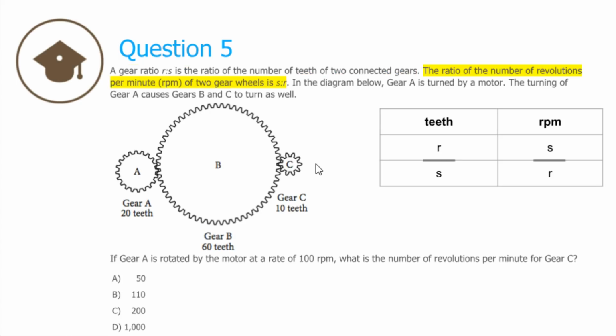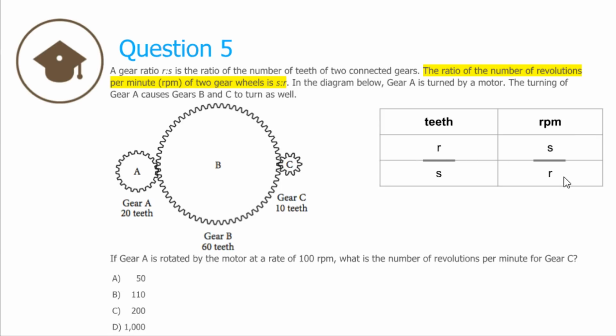Cool, all right, moving on. The ratio of the number of revolutions per minute, or RPM, of two gear wheels is S to R. Again, we can set this up as a fraction. So the ratio of RPM is S to R. Now, this is kind of interesting. When we put these next to each other, we see something here. This is R to S, this is S to R. Same variables here. Now remember, we talked about earlier with that problem about handedness that when two variables don't mean the same thing, we don't use the same variables. But we also want to pay attention to when they do use the same variables, they mean the same things.